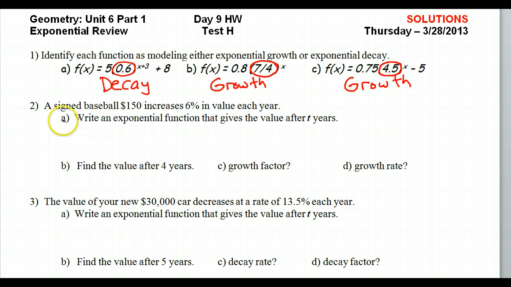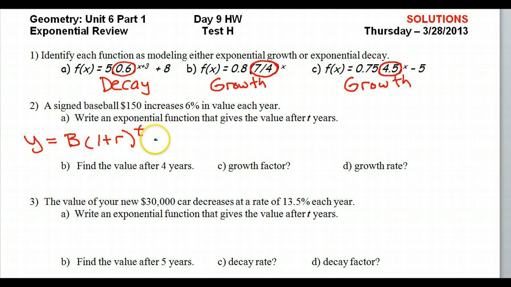All right, number 2, a signed baseball, $150, increases 6% in value each year. Write an exponential function that gives the value after t years. All right, well, exponential growth works like this. The eventual value is going to be the beginning amount, times 1 plus the rate to the power of time. So this is the model that we're using.